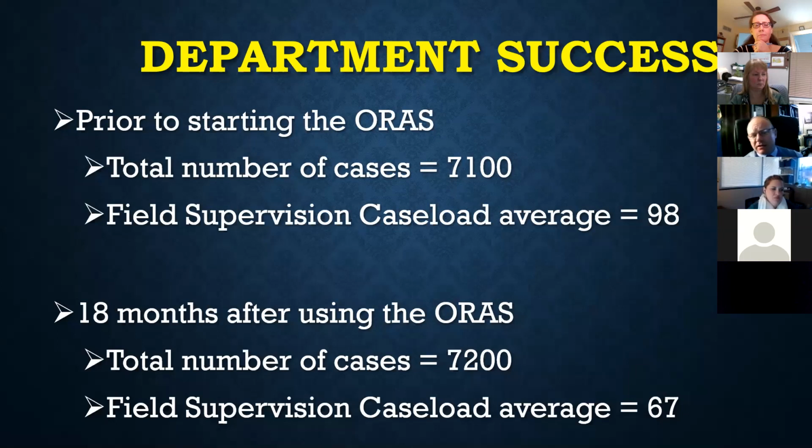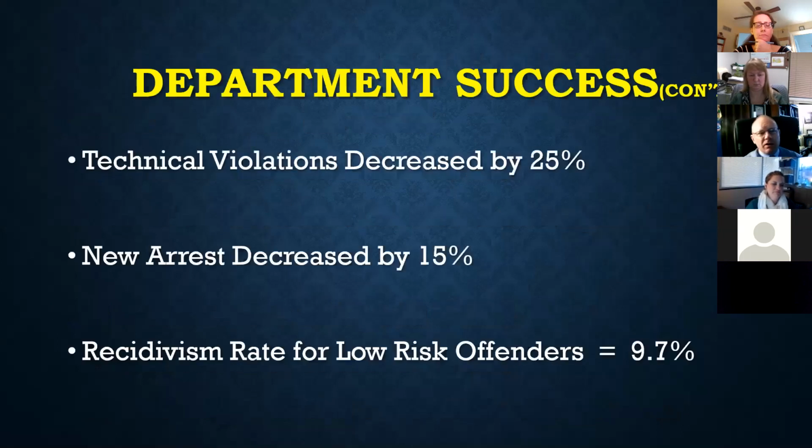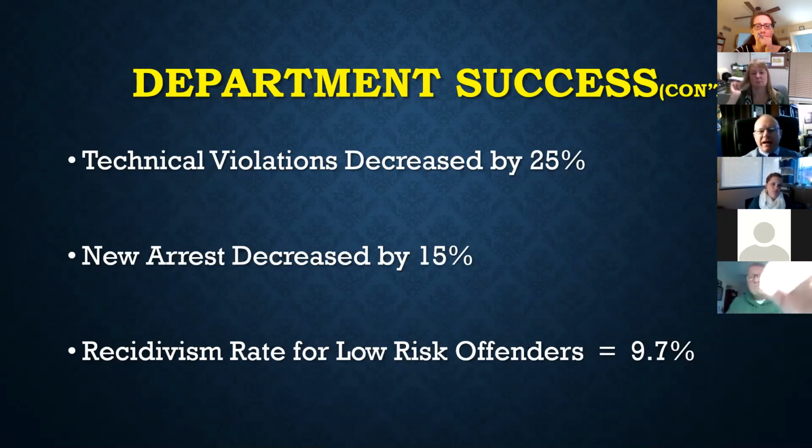I know some of my colleagues that are just as well advanced as we are with EBP implementation. They're still about 90 to 100 moderate and high risk offenders. So we're really pleased with that. Look at our technical violations have decreased by 25%. I am pleased to announce last year alone in 2020, no one was detained for a financial violation, not paying fines or costs. We don't do that.